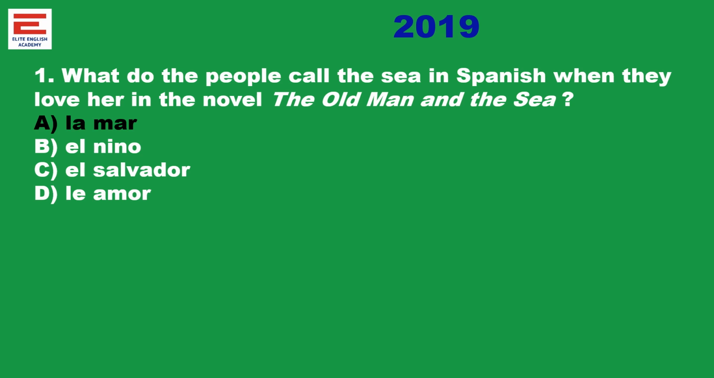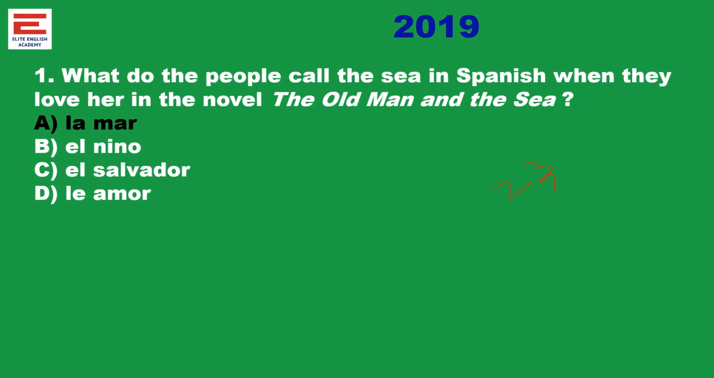So the first question in 2019: what do the people call the sea in Spanish when they love her in the novel The Old Man and the Sea? Actually, it is one of the very deeper level questions. I have a book in which, on page number 23, you can just go through it. So first let me read the options. La mar, el niño, el salvador, el amor.